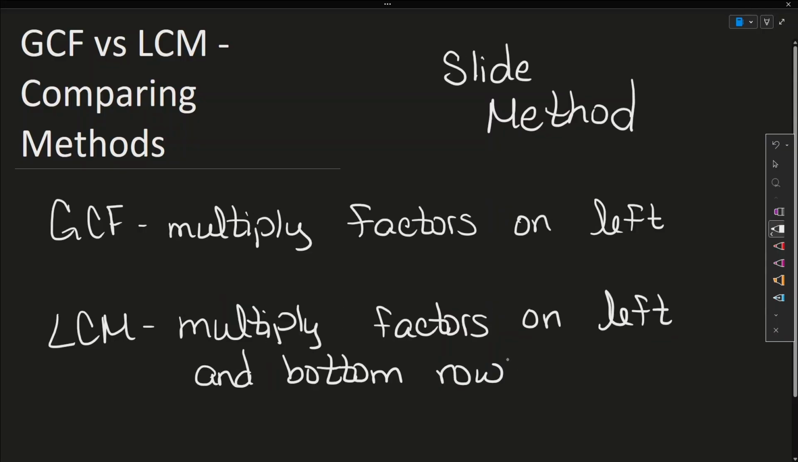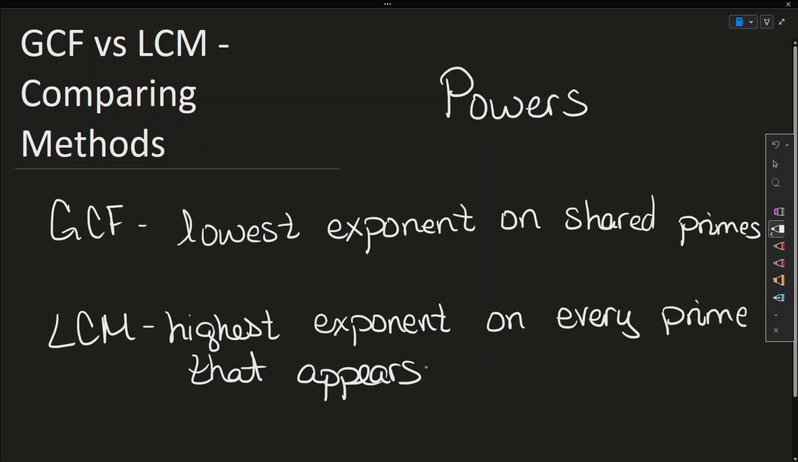When we use the slide method, for the GCF, we multiply the factors pulled out on the left. For the LCM, we multiply the factors pulled out on the left and that final bottom row. And when we use powers, for the GCF, we use the lowest exponent on shared primes, but for the LCM, we use the highest exponent on every prime that appears. Let's compare these two last ideas one more time.